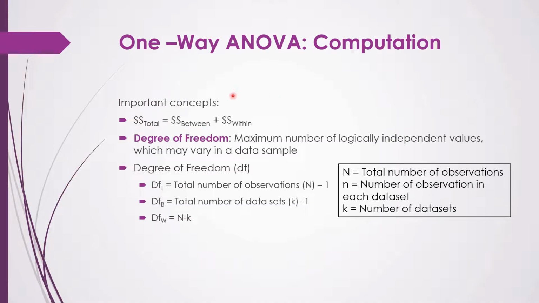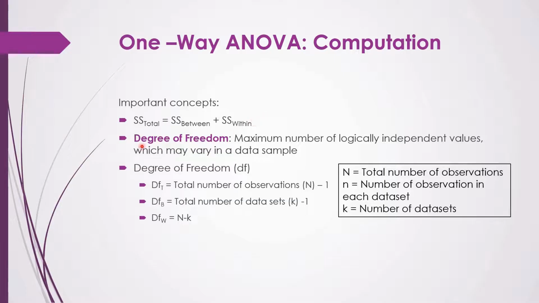To compute one-way ANOVA, the first and foremost thing that you need to know is this formula. This formula says SS total is equal to SS between plus SS within, or as I already told you, SS is another way of addressing variance. So we can read this as total variance is equal to variance between the groups plus variance within the group. And you need to remember this formula to be able to solve your one-way ANOVA questions.